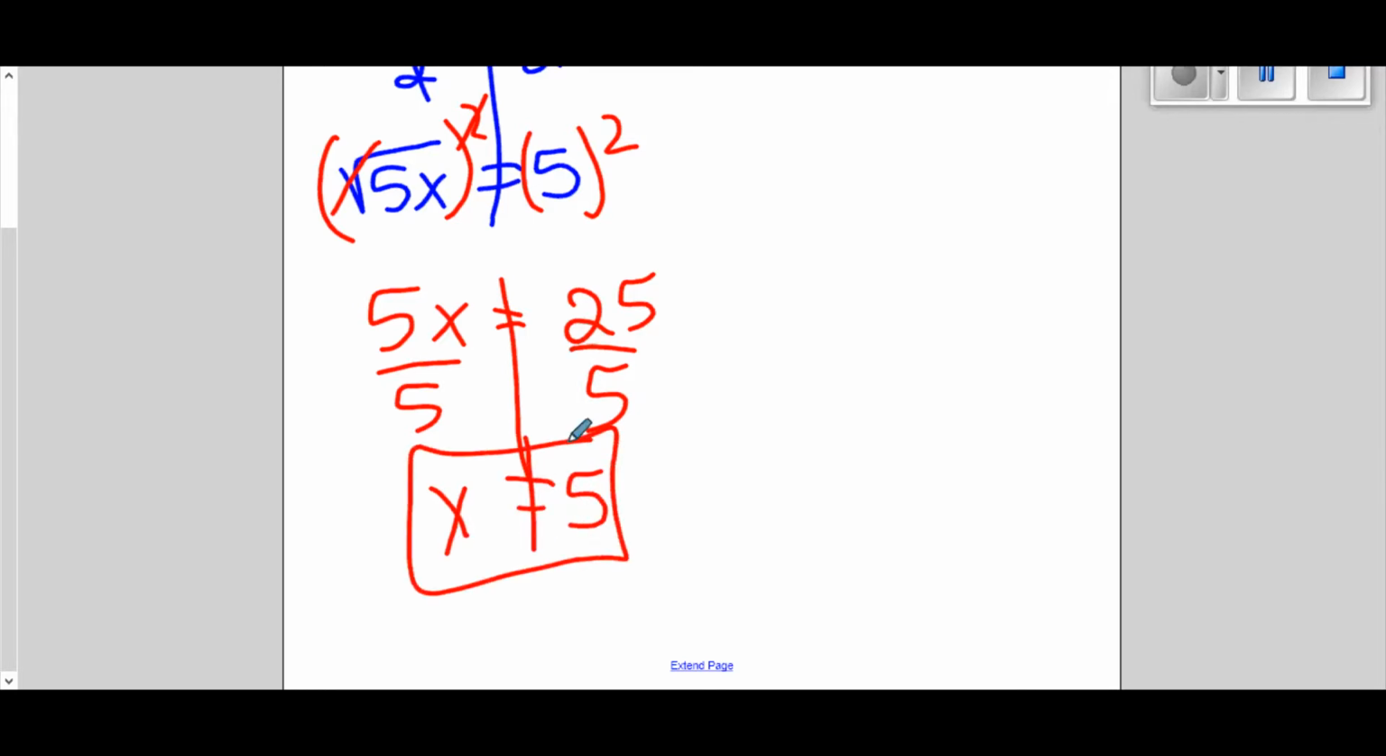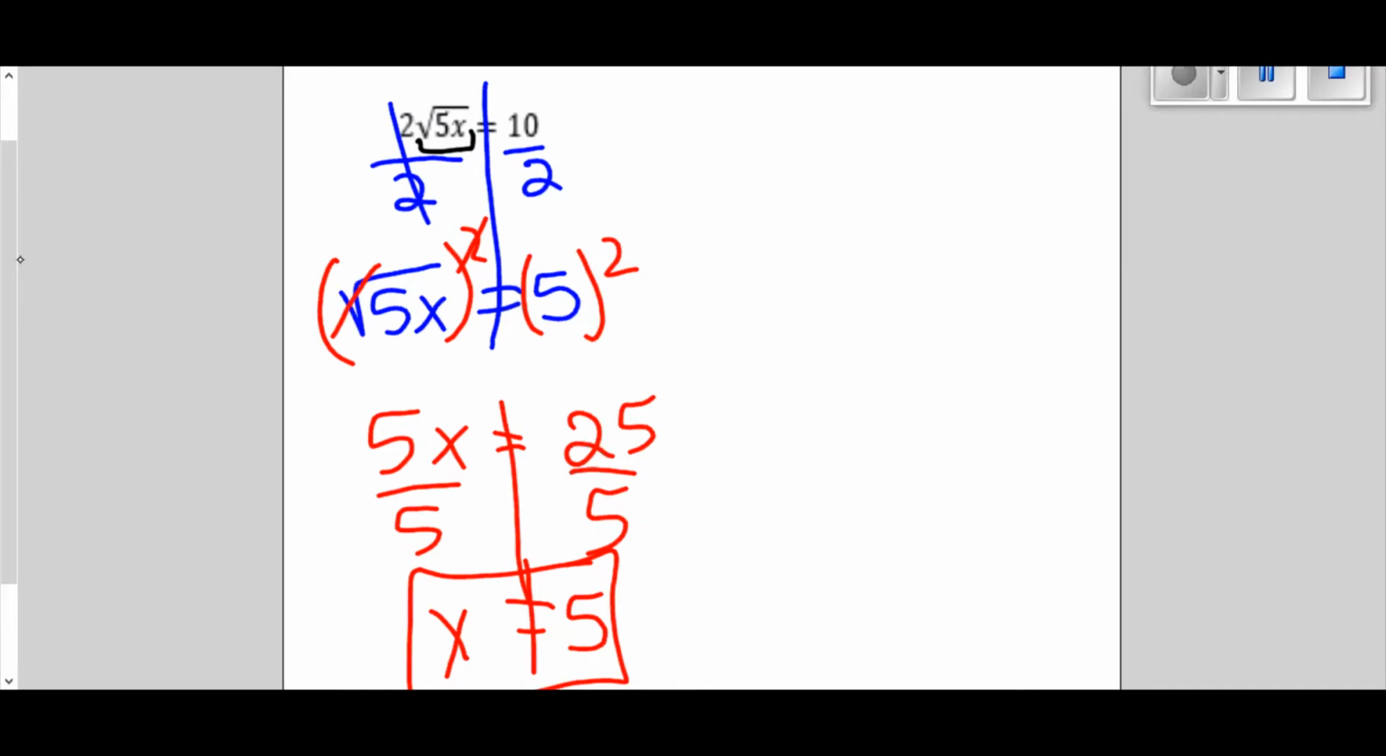And again, we're going to want to check that this answer is true. So you're going to do a check. So I'm going to leave you to check it. So you're going to plug in 5 for x. So you should get a true statement here.